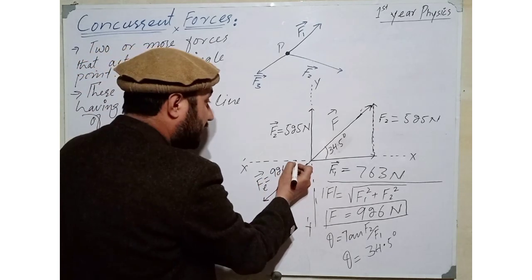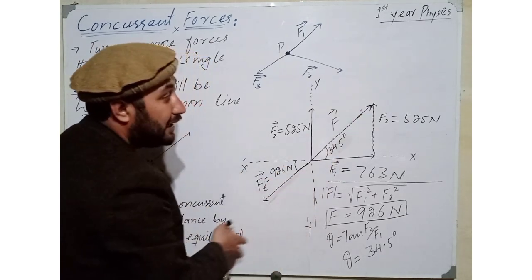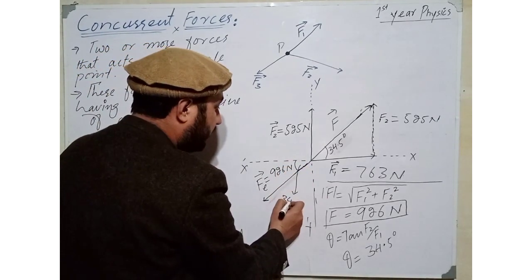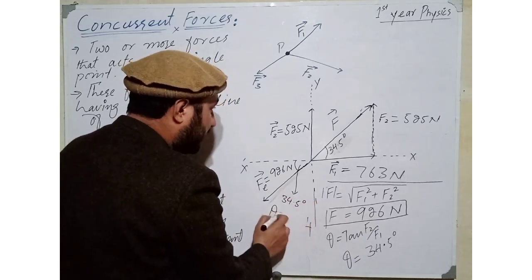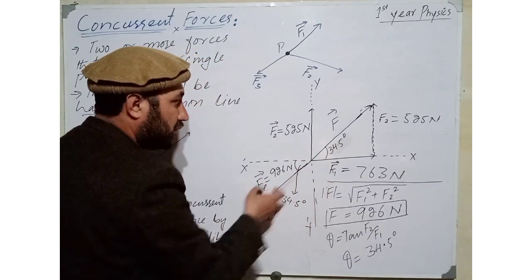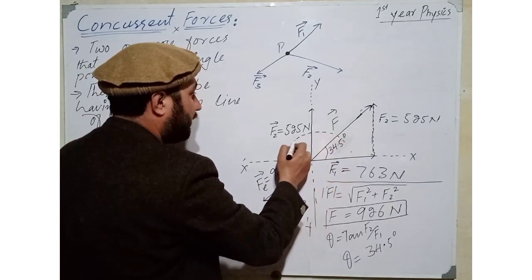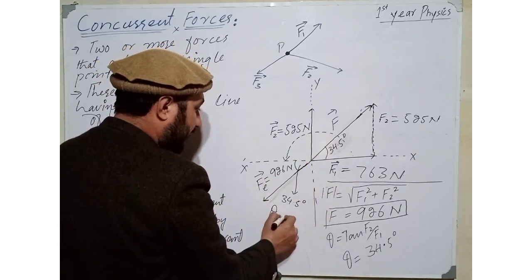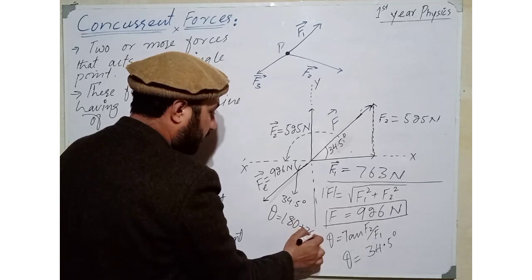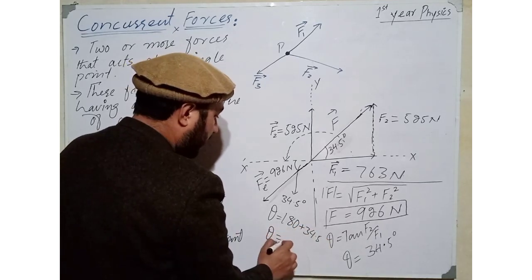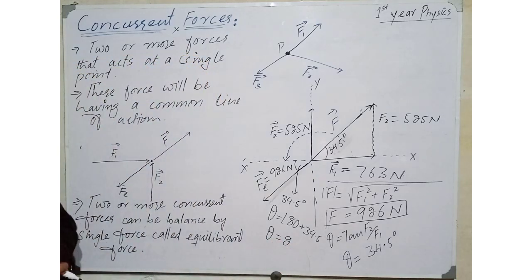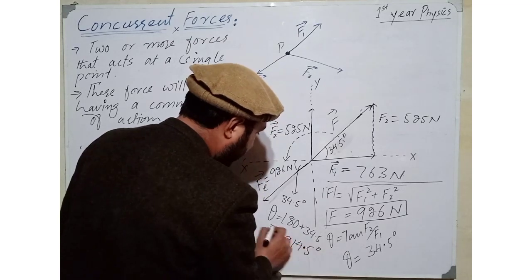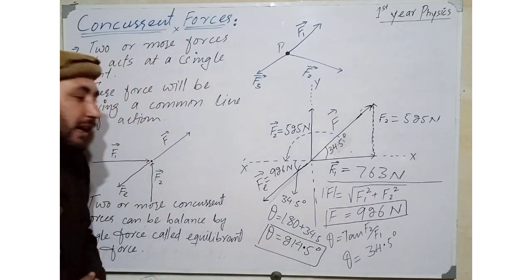What about the angle theta? As it is totally anti-parallel to the resultant, this angle over here will be 34.5 degrees, but the angle theta can be found as it is lying in the third quadrant. We know that we measure angle from the positive x-axis. So from here to here we have 180 degrees. So the angle theta would be 180 plus 34.5, so the angle will be 214.5 degrees. This will be the direction of the equilibrant force.